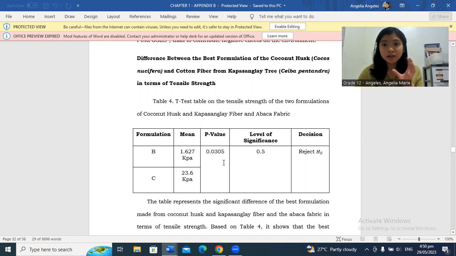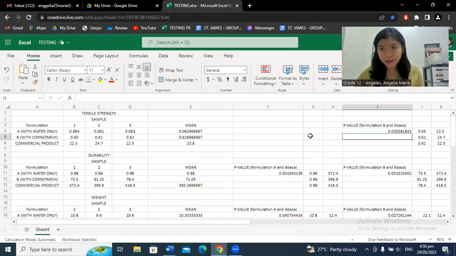Okay, and then we're going to decide if we are going to reject or accept the hypothesis. Okay, so paano natin kinuha ang p-value using the Excel? Okay, so ganito yun. We are going to base on this kasi ito na yung correct answer. We are just going to match. Okay? So, paano kinuha yung p-value for formulation B and Abaca? Okay, so, simple.